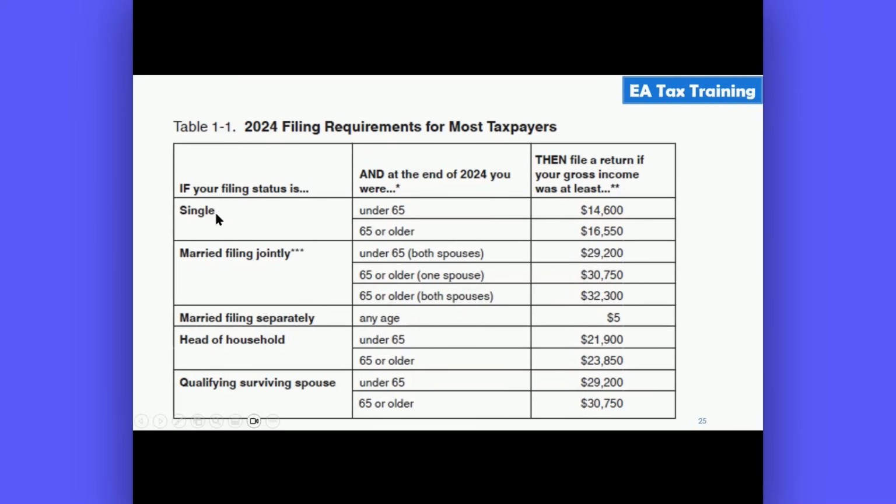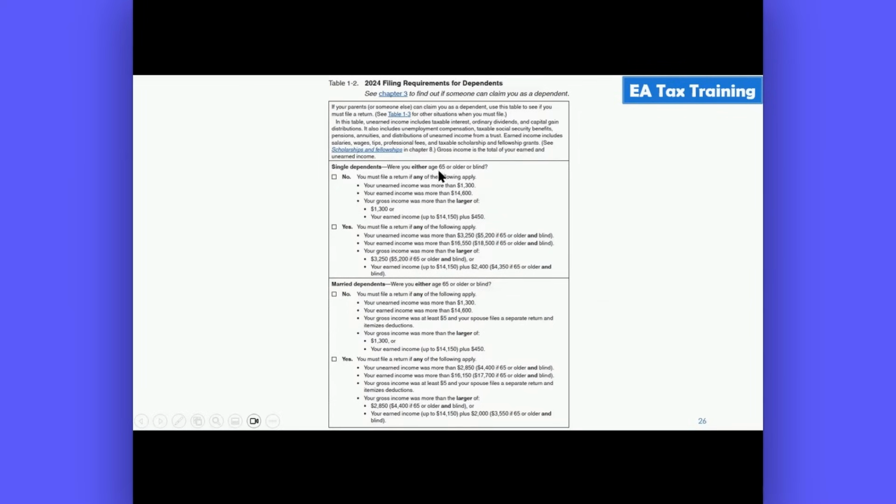So for a single taxpayer who is under age 65, their standard deduction is $14,600. Therefore, if they have got less than that in income, then they don't need to worry about filing a tax return because they are not going to owe any income tax. So that's what these amounts represent. So what about those people that are not most taxpayers? Who is that? And when do they have to file a return?